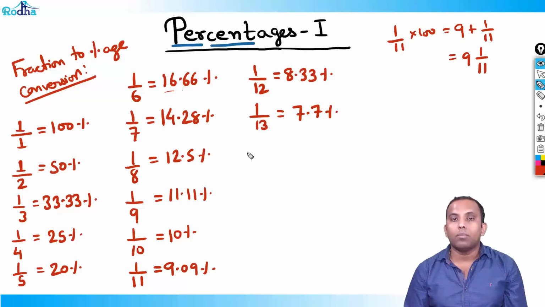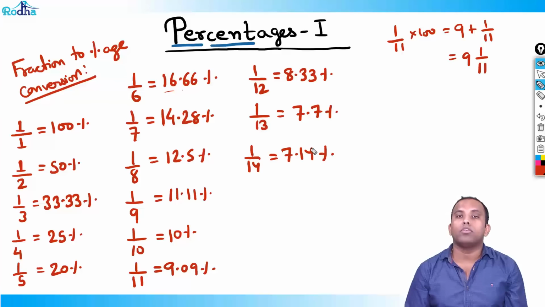So 1 by 14. What is 1 by 14? Half of 1 by 7. 14.28, half is how much? 7.14%. You remember this value, right? Remembering is so important till 1 by 19.